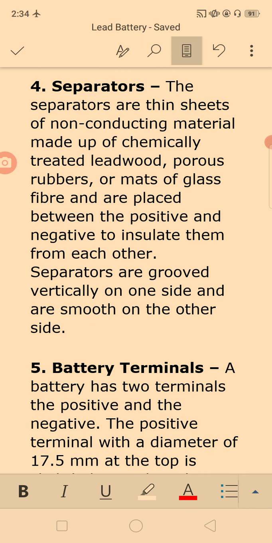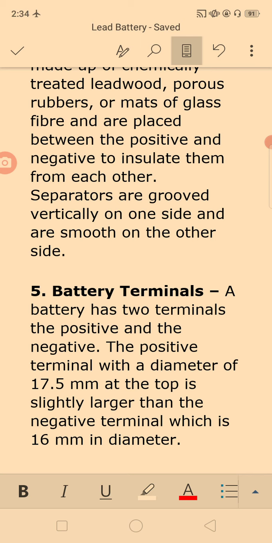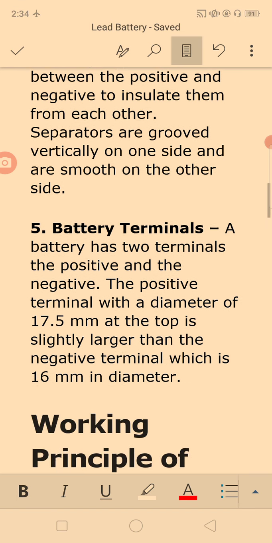Battery terminals, important battery terminals. One is the positive terminal and the other is the negative terminal. The positive terminal is generally of larger size, about 17.5 millimeters, while the negative terminal is 16 millimeters in diameter.